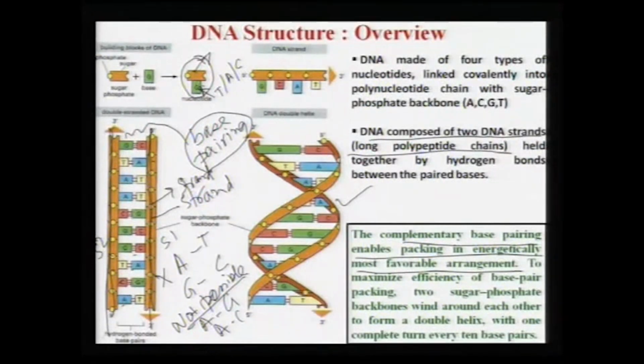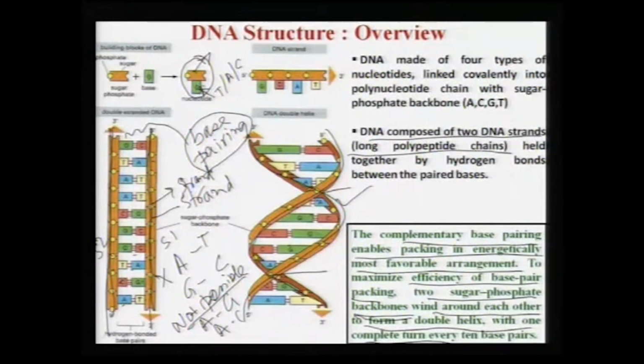Now, how is this structure formed? They just wind around each other, and what you see here is that to maximize the efficiency of base pair packing, the 2 sugar phosphate backbones, meaning 2 strands, wind around each other to form a double helix with one complete turn every 10 base pairs. One complete turn means, suppose from here to here, how many are there? 1, 2, 3, 4, 5.